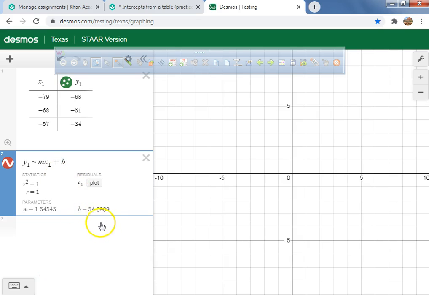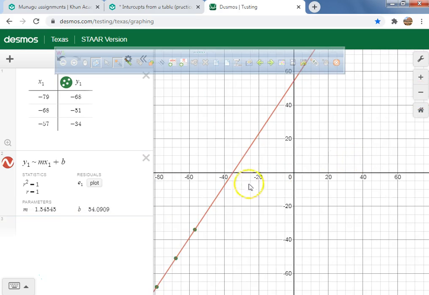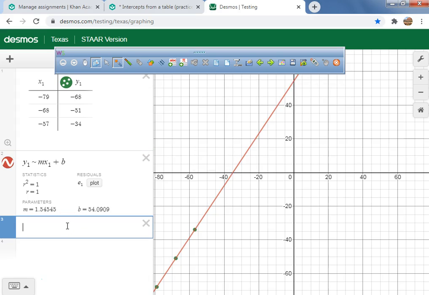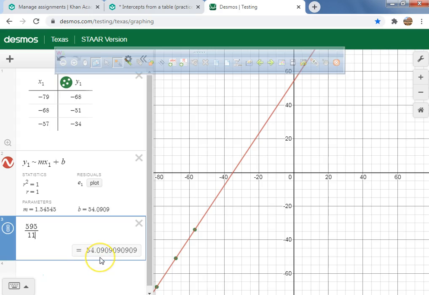And so what you do, all right, is when you type this in, you look for the x-intercept and the y-intercept. Look at there. There's the x-intercept. There's the y-intercept. See that 54.091? What did we say the y-intercept was? It was 595 divided by 11? Do you see that ugly fraction that we found? There's the decimal, but we couldn't type this into the Khan Academy.